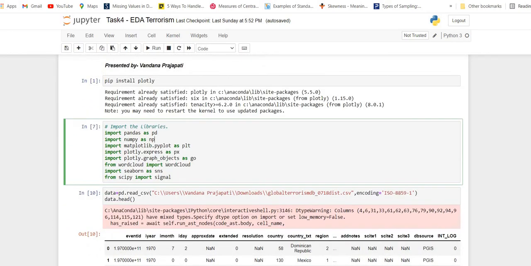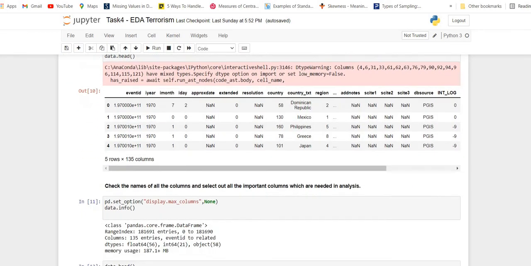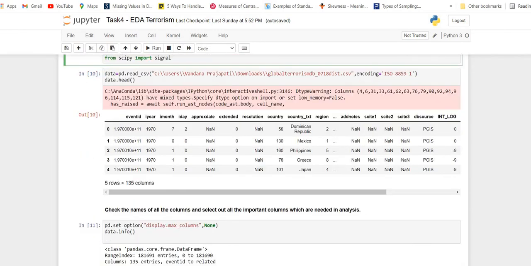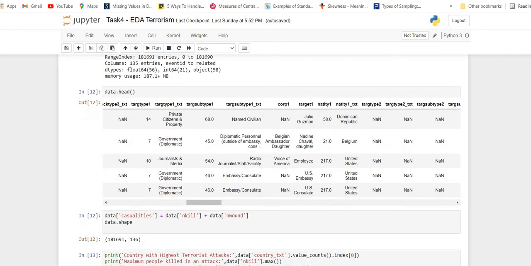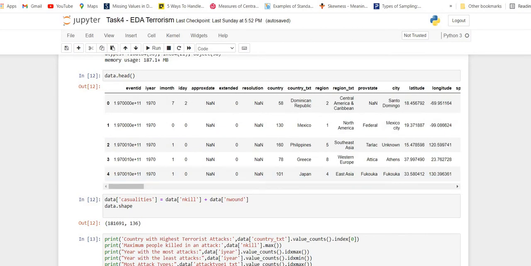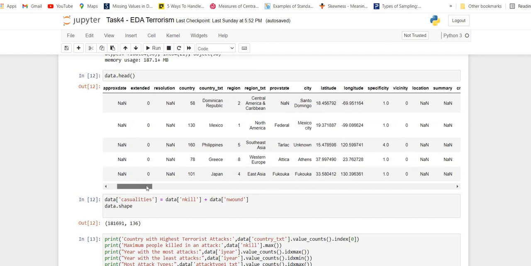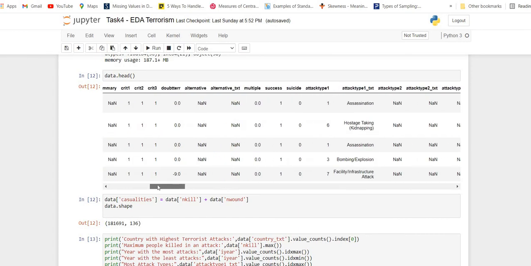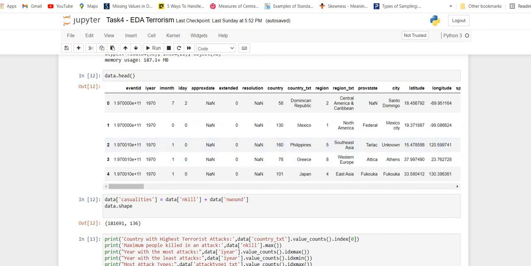Here first of all we need to import the libraries, and we need to then import the global data set. You can see the total number of rows and columns here, and the columns like year, month, date, country, targeted cities, and attacks, and all the columns in the data sets.